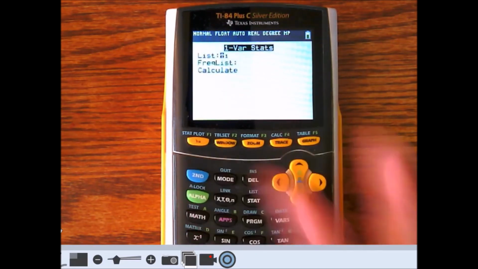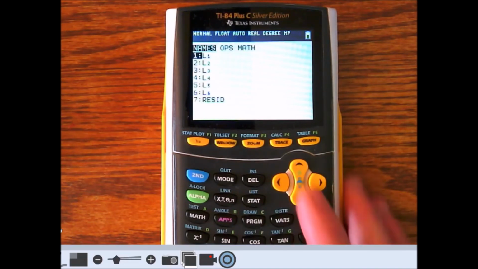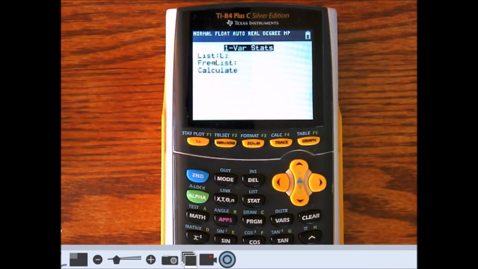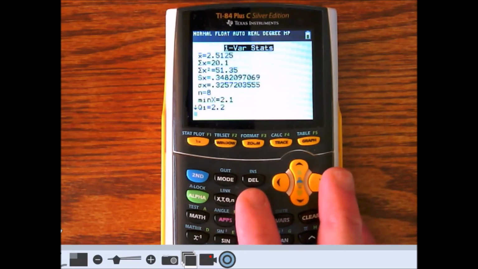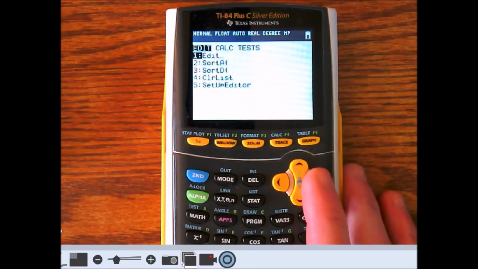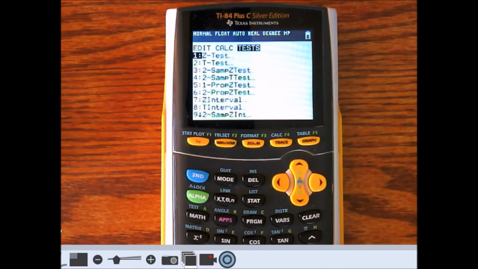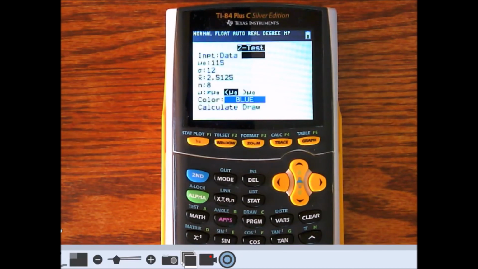Now I have to change the list. So second, stat again to give me a list of lists. Change it to L2. Calculate, and this gives me my X bar, 2.5. Then let's get our p-value and our z-score. I am going to hit stat, test, choice 1, z-test, and we're going to fill in all of this stuff. The mu naught is 2.3. The standard deviation, if you go back, it says so in the problem, is 0.3.